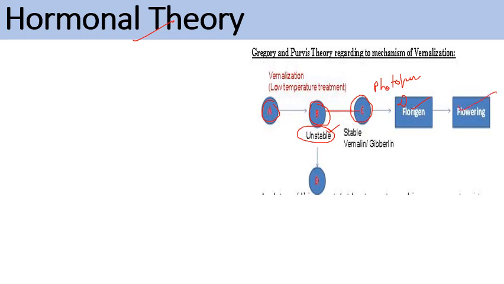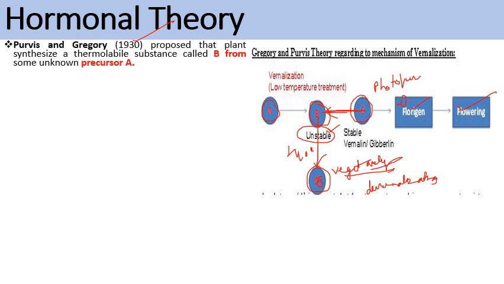But when the low temperature treatment is immediately followed by high temperature, approximately 40 degrees Celsius, then the plant will not convert B into C, while the C is converted back into B, and this B will form another substance. In some books it is written as E, and the plant gets devernalized, and the plant will not show flowering. It will grow vegetatively, and this process is known as devernalization.